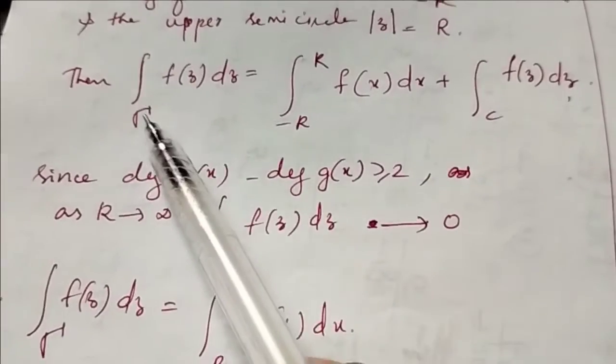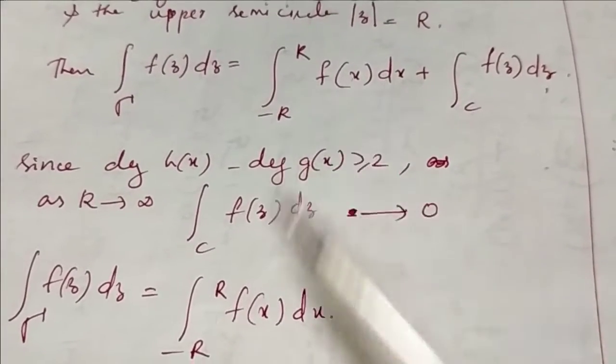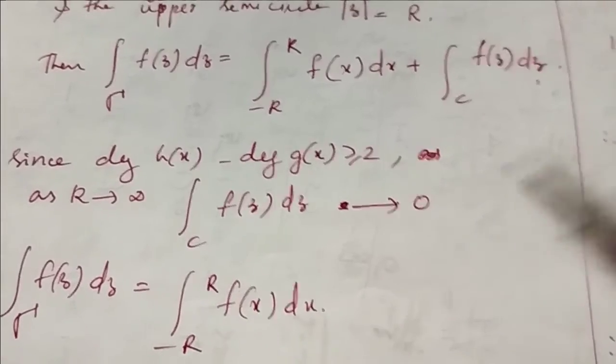So what is this integral over gamma of f of z dz? It is the real integral from minus r to r of f of x dx. Okay.